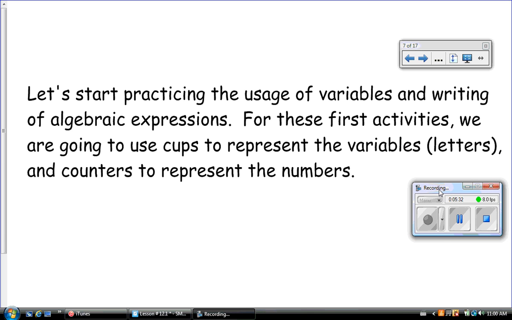Now, let's start practicing the usage of variables and writing of algebraic expressions. For these first activities, we are going to use cups to represent the variables, that's the letters, and counters to represent the numbers.